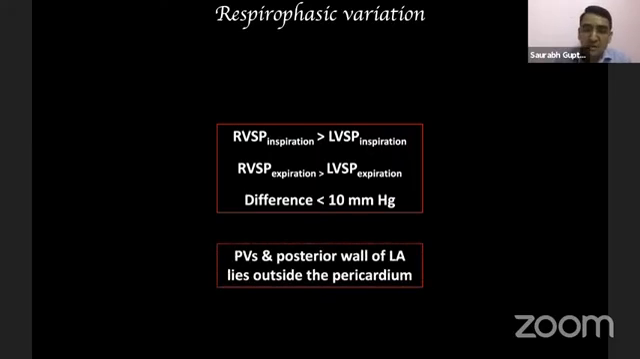We also must understand that the pulmonary veins and the posterior wall of the left atrium lie outside the pericardium, while the rest of the heart is within the pericardium. So whatever changes are going to happen because of the pericardium will not be there on the pulmonary veins and the posterior wall of the LA, and it will have a significant impact on how different pressures will occur in constrictive physiology, and that is why we need to understand this.